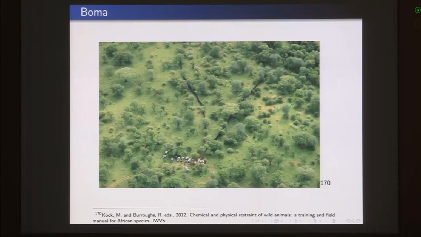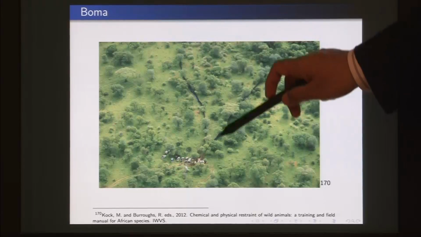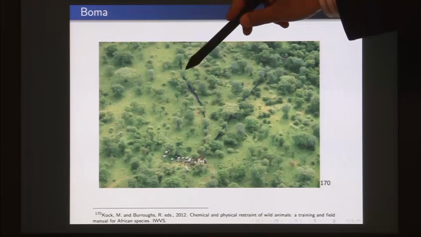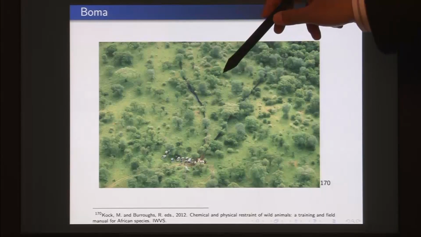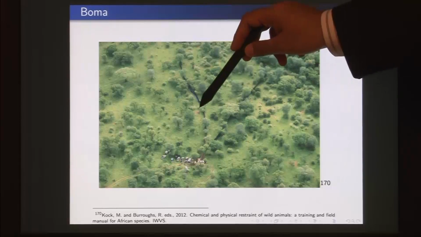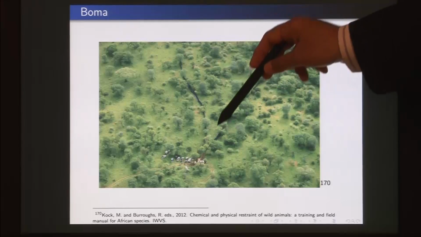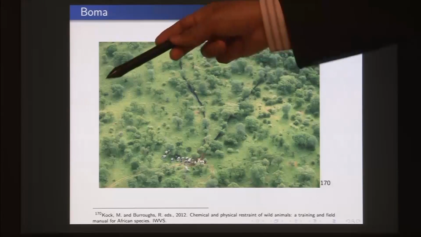Now in the BOMA method, you create these walls out of plastic sheets, and then you drive whole of the herd together. When the herd comes inside, you close this area, then you drive it further. When it comes to a smaller area, you have another gate that should be closed, and then all of these animals as a herd move into your vehicles, and then they are transported very quickly.